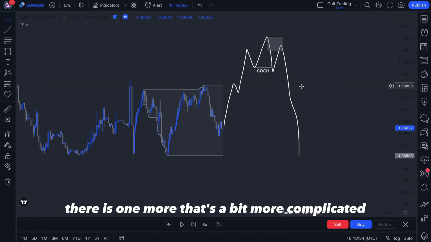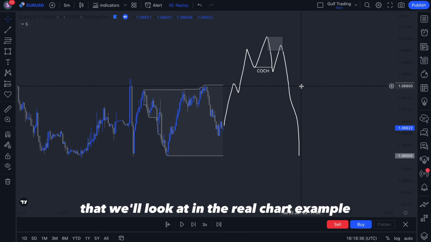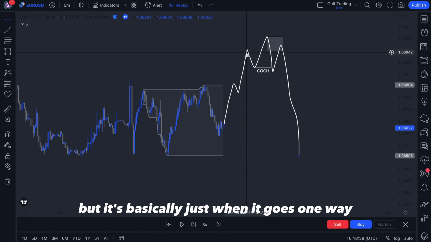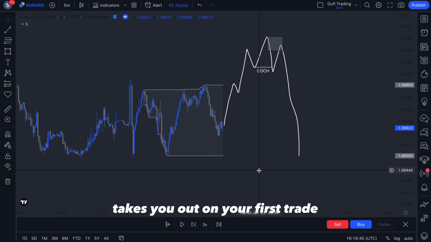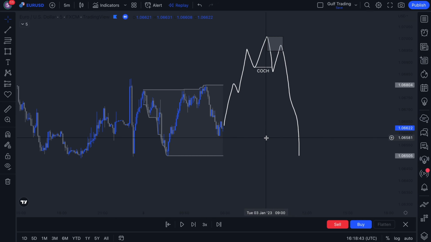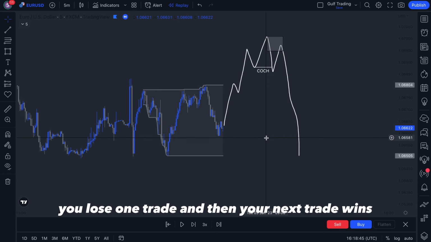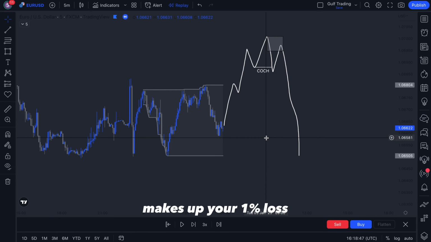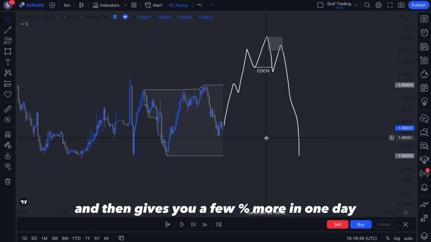There is one more that's a bit more complicated that we'll look at in the real chart example, but it's basically just when it goes one way, then goes the other, takes you out on your first trade, and you can look to get in on the second trade, which can be nice. You lose one trade, and then your next trade wins, makes up for your 1% lost, and then gives you a few more percent in one day.